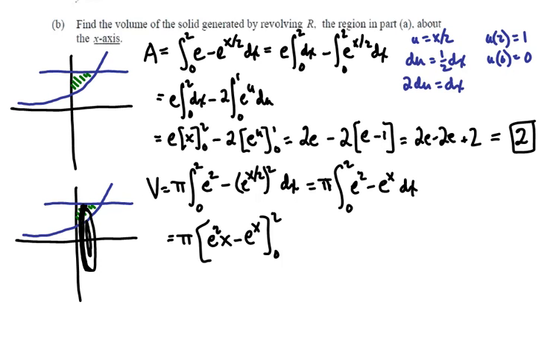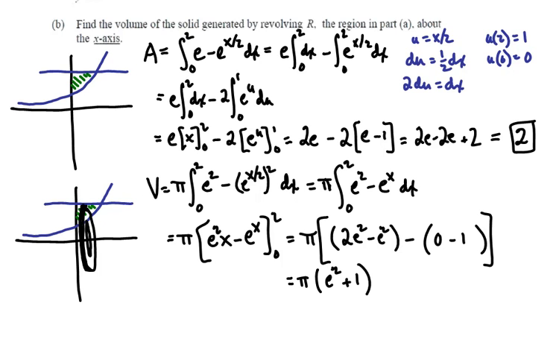So I set up the two expressions, and I'm going to get e to the second times 2, so that's 2 e to the second, minus e to the second. Then the first term evaluated at 0 is 0. The second term evaluated at 0 is 1. And I end up with pi times e to the second plus 1. And that's the answer to part B, and we're done with both parts there.